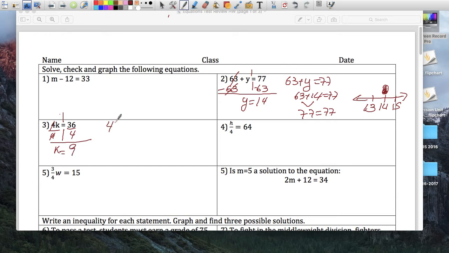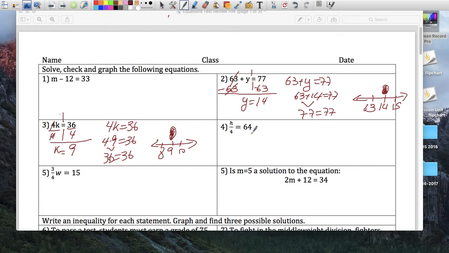Okay, so copy the original equation: 4 times k equals 36. Let's replace k with 9. 4 times 9 is 36. Is that true? Yes, it is. 36 on this side equals 36 on that side. So, number line again: 8, 9, 10. Circle on top of the 9. Let's shade that. So 9 makes this equation true.